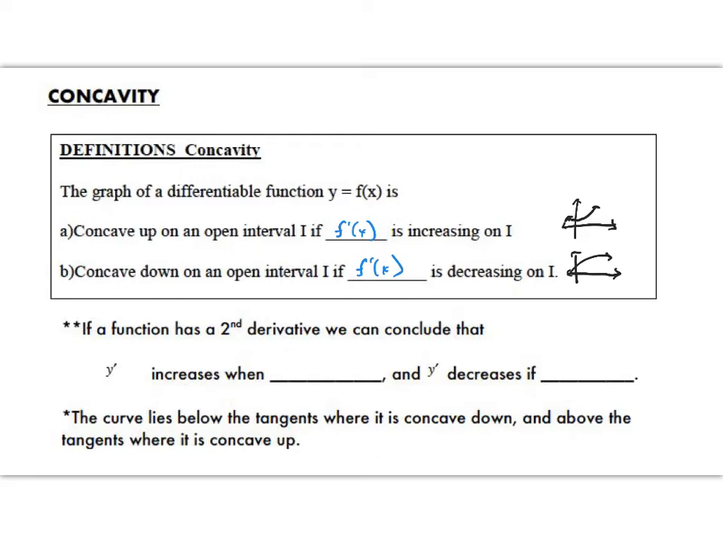Okay, now before we get too excitable about thinking too hard about what that means, let's think about this part. If a function has a second derivative, then we can conclude that the first derivative increases when the second one is greater than 0 and decreases when the second one is less than 0. So the curve lies below tangents when it's concave down and above when it's concave up. An interesting little thing to file in your back pocket for later when it comes to this idea of curve sketching.